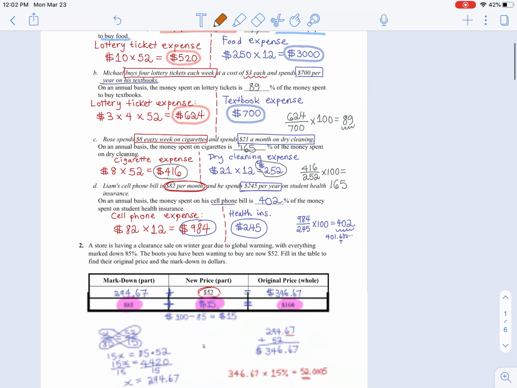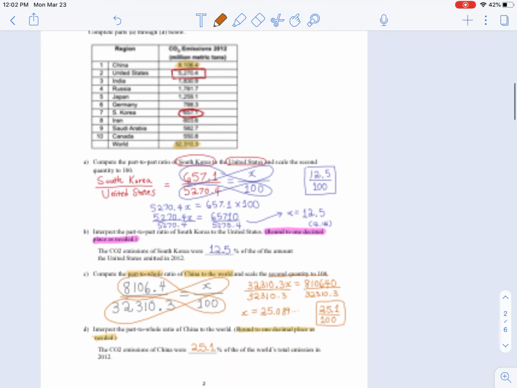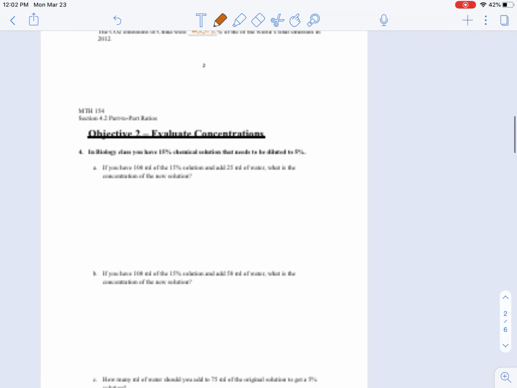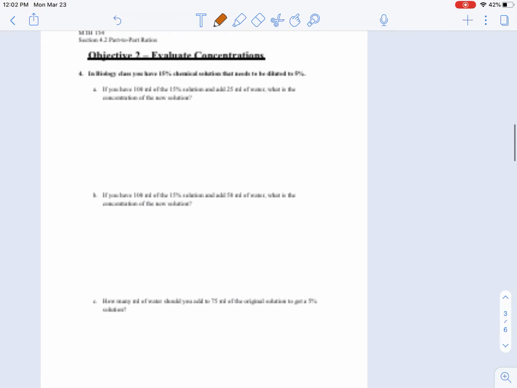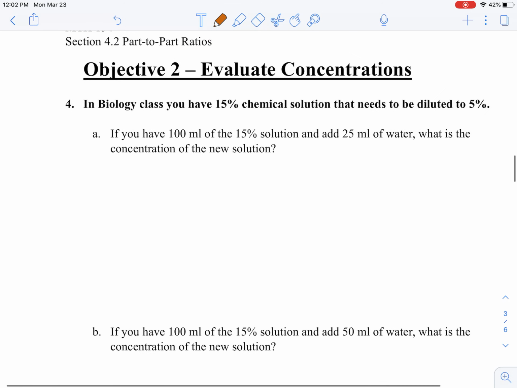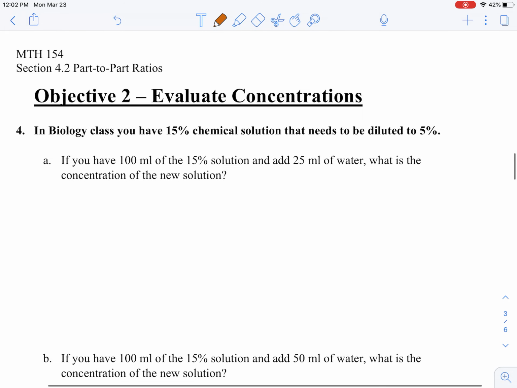Maybe the last one was too big or too long, I'm not sure, but I'm just going to go ahead and finish objective 2, page 3 and 4 of this. Let me zoom in so you can read better. Okay, now you can see this. Objective 2 is to evaluate concentrations. Let me go over 2 examples with you in this video, and that should be enough for the 4.2 homework.